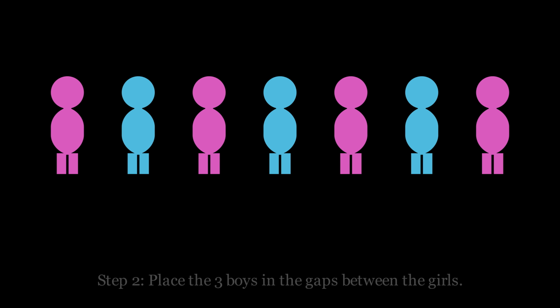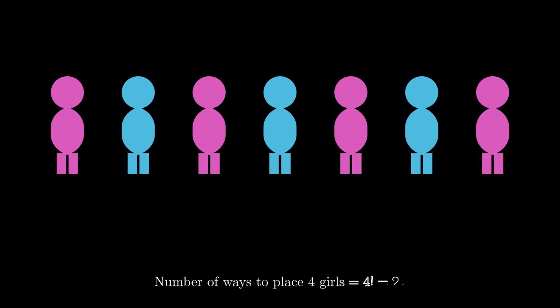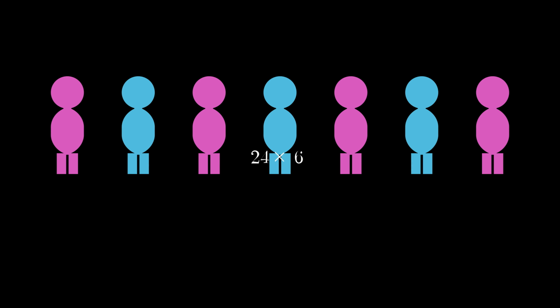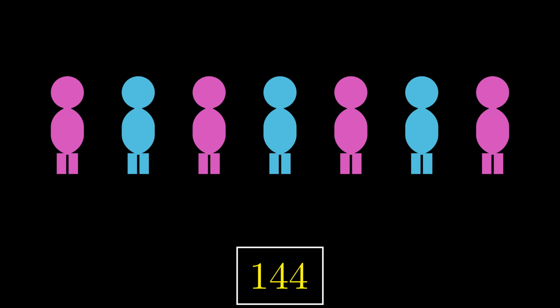And in this way, we can find out how to permute. So the number of ways to place the 4 girls would be 4 factorial, which is 24. And the number of ways to place the 3 boys would be 3 factorial, which is 6. And you simply multiply them because we have learned the multiplication principle. And this would give us 144.